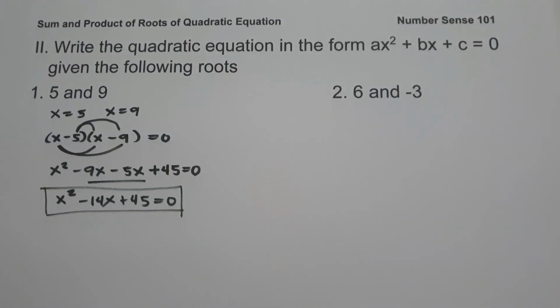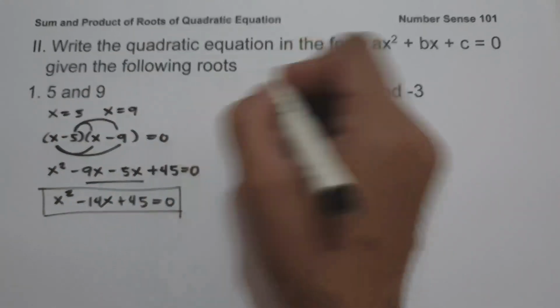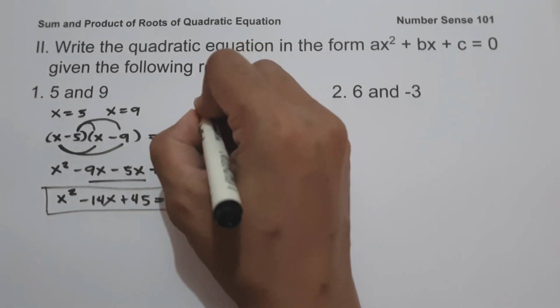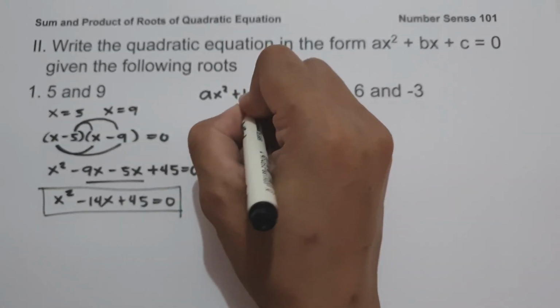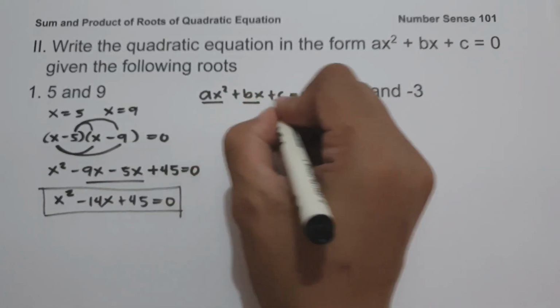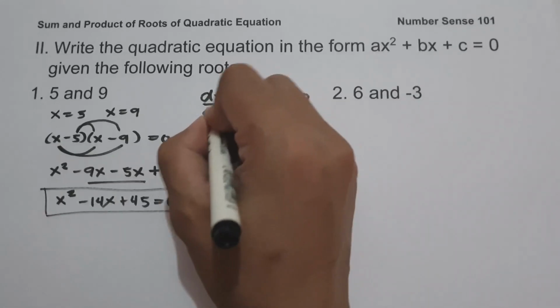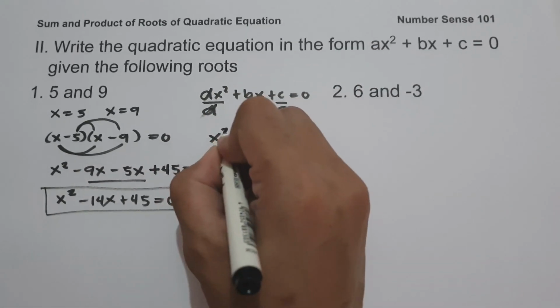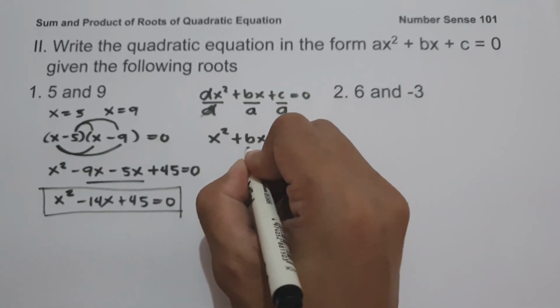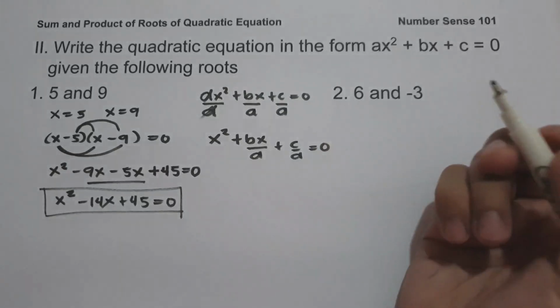And the second one is by means of using the sum and product of the roots. So let us have the standard form, which is ax squared plus bx plus c equals 0. Let us divide each term by a, and cancel this one. And we are going to have x squared plus bx over a plus c over a equals 0.